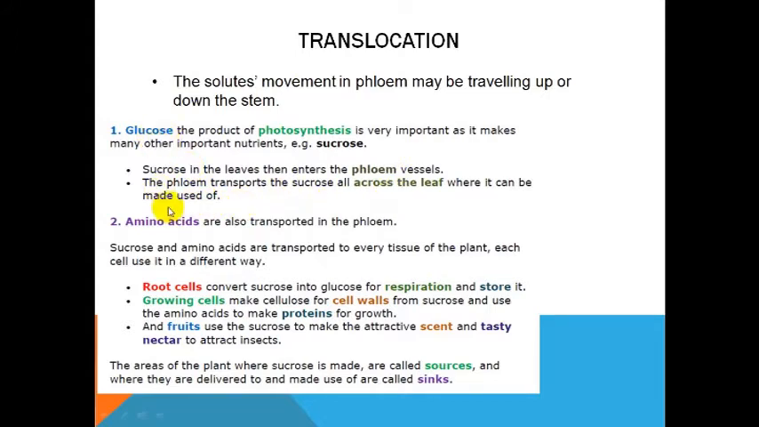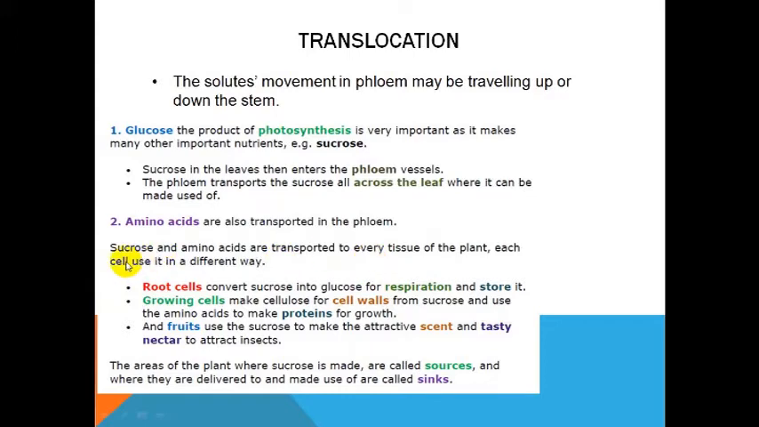Apart from glucose, plants also transport amino acids. So where do amino acids come from? Amino acids come from nitrates, the ions from fertilizers that are absorbed by the roots in the ground. Sucrose and amino acids are transported to every tissue of the plant.